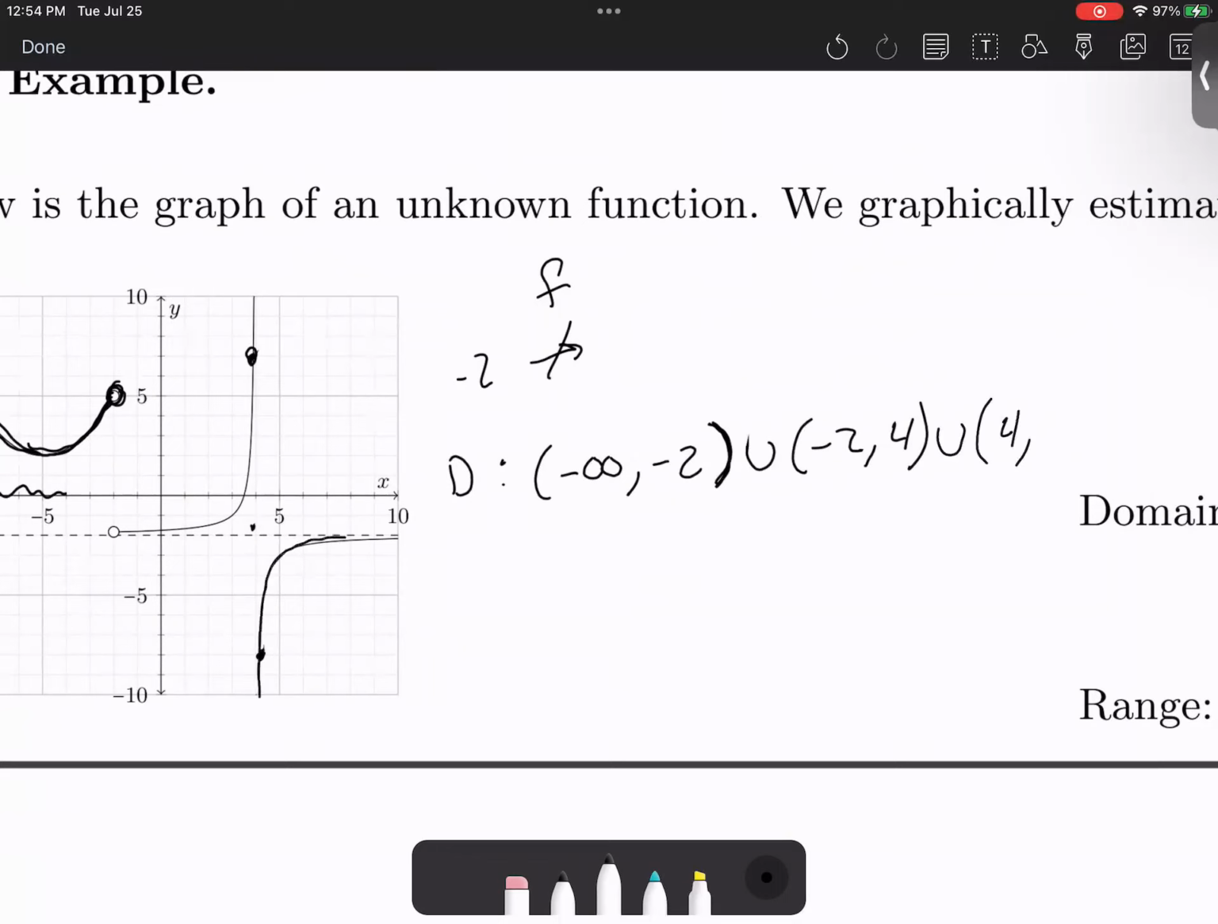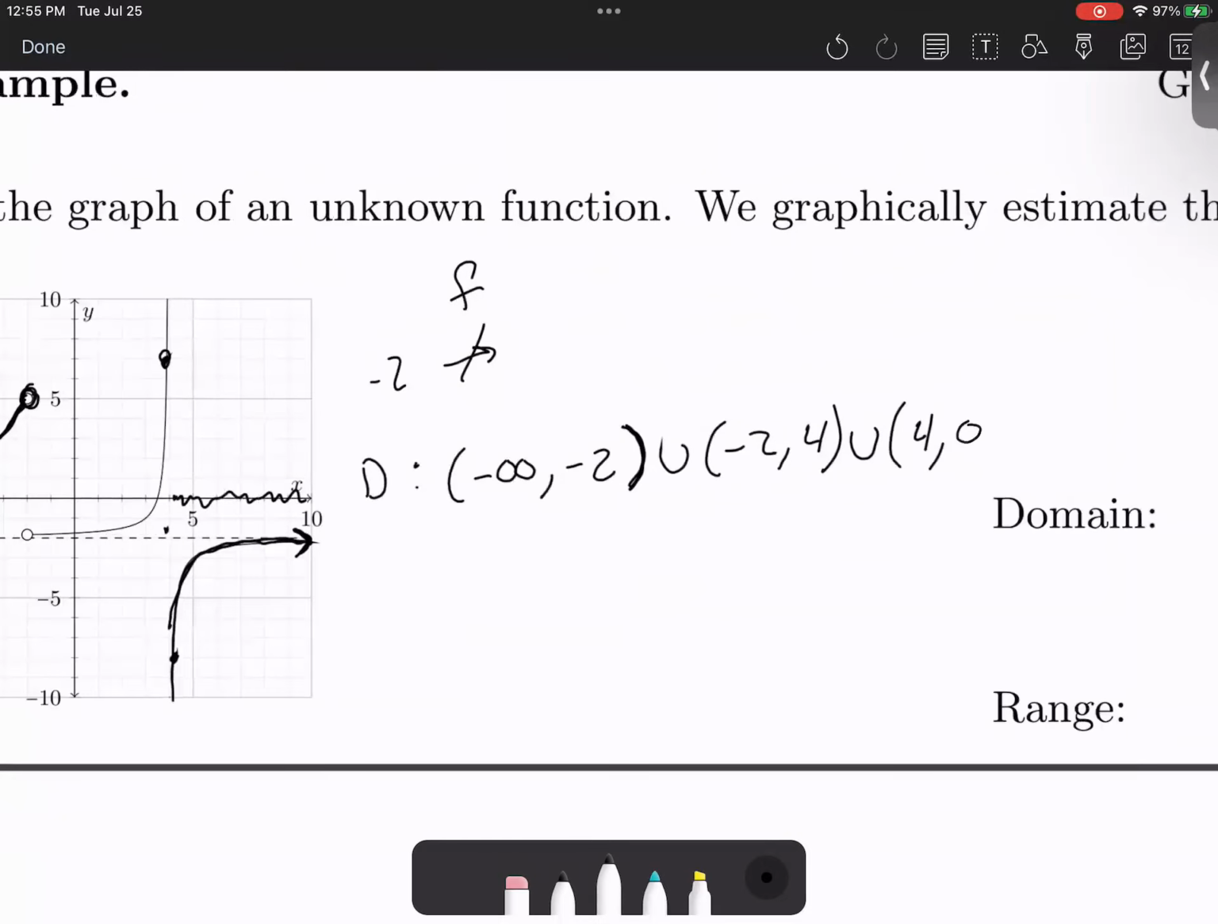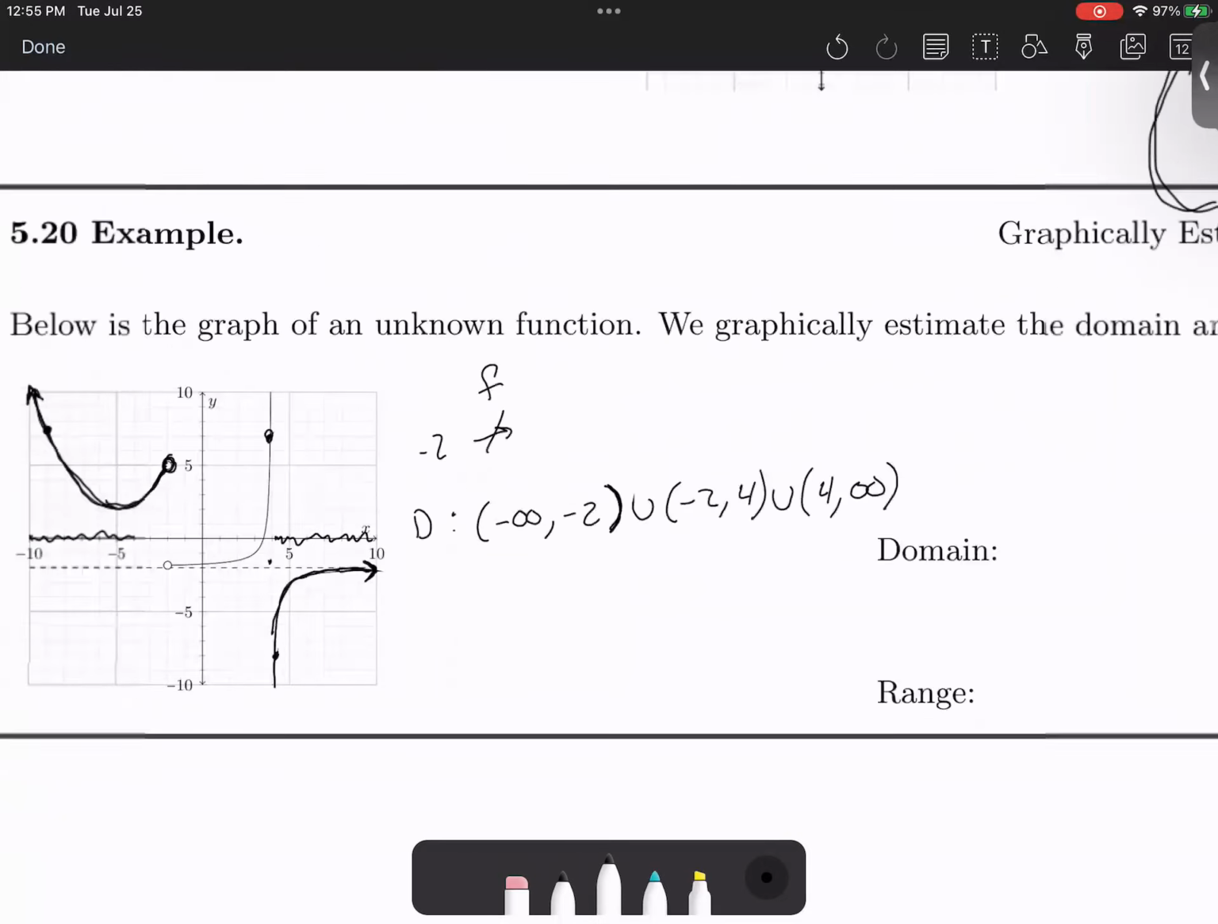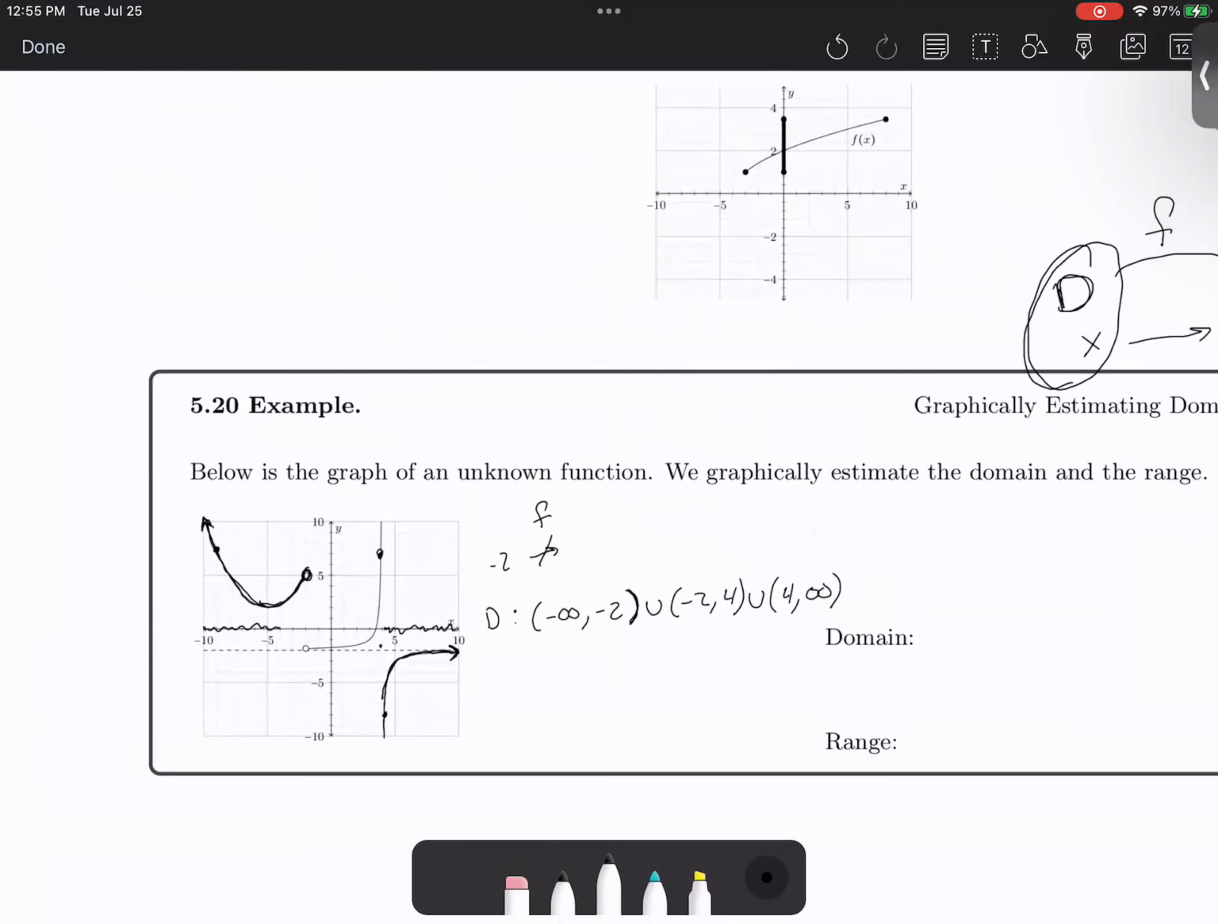The function then exists over all of these X values greater than 4. Again, I'm going to assume that it extends indefinitely in that direction. So that would be the domain of this function. It's the X values that the function lives on top of. Let's work on the range now.